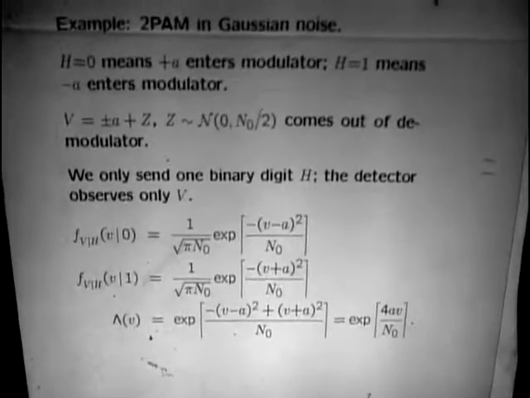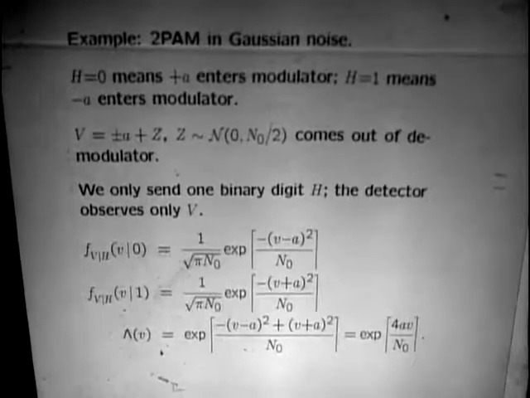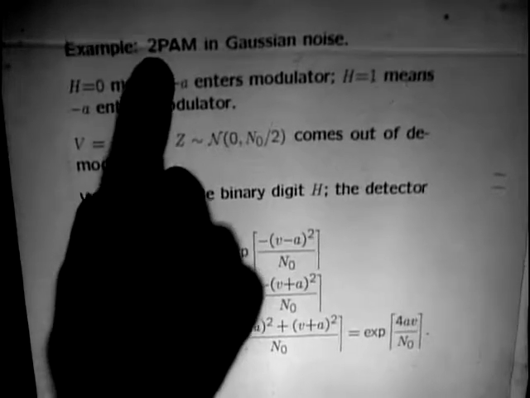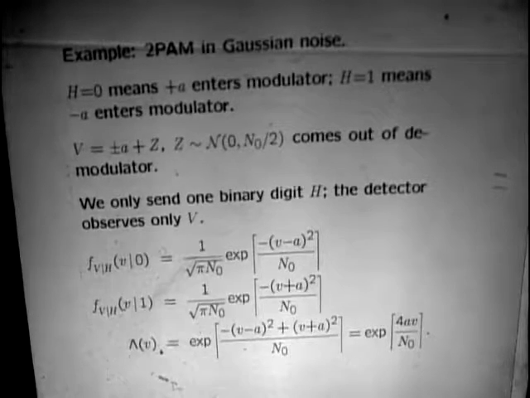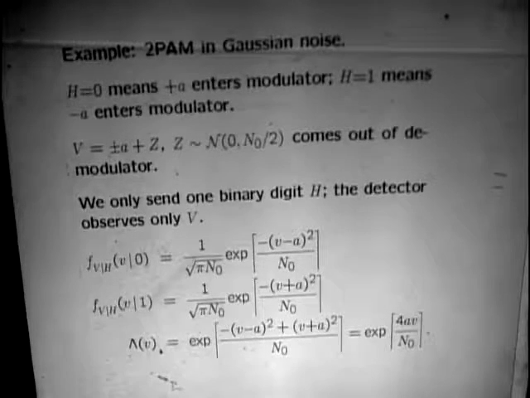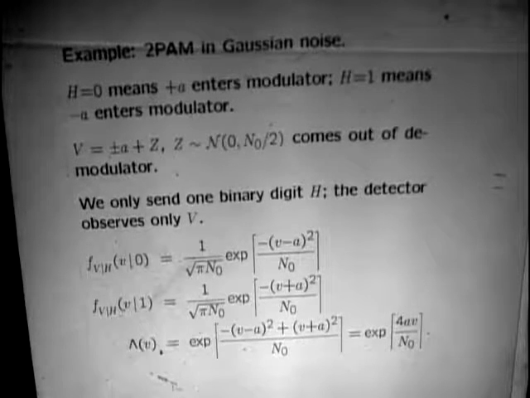Okay, so we want to look at the problem in Gaussian noise. In particular, we want to look at it for 2-PAM. In other words, for a standard PAM system where 0 gets mapped into plus A and 1 gets mapped into minus A. This is often called antipodal signaling because you're sending a plus something and a minus something. They're at opposite ends of the spectrum.